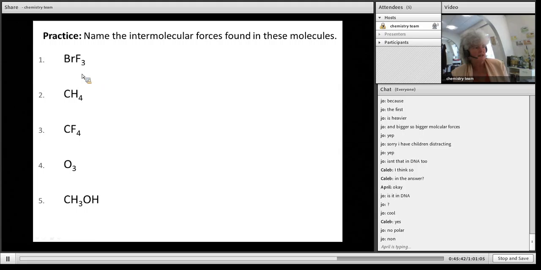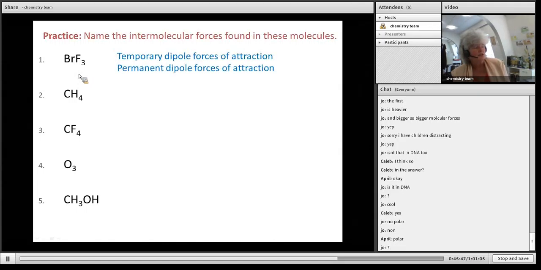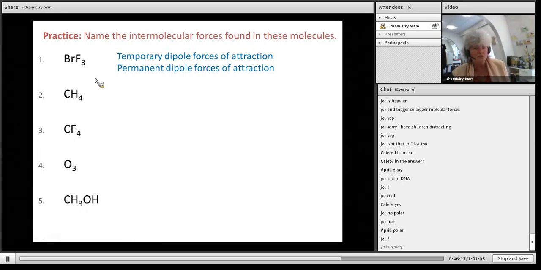Okay, you got it right. It actually is a polar molecule. Good, April. The reason being, bromine has got 7 electrons, fluorine has got 7 electrons each. So we're saying 7 times 4 is 28, which means that bromine there is going to have an extra pair of electrons. So the shape is not going to be a symmetrical shape. Do you want me to sketch that out? Or do you think you'll be okay?